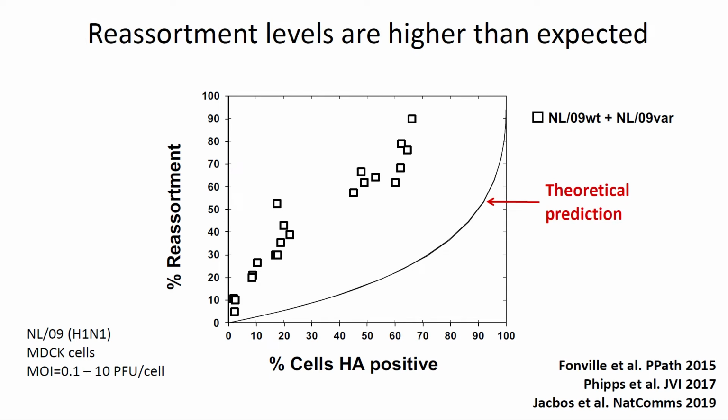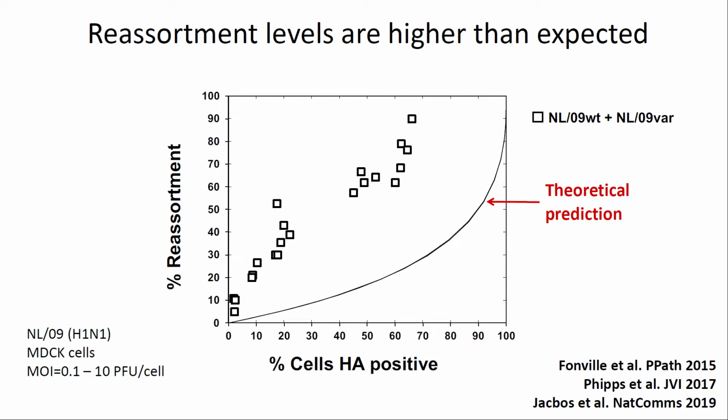But the precise relationship we saw here was really surprising. What we expected to see would be a curve more like this. And this is a theoretical prediction that came from a simple computational simulation. Of course, this model has assumptions. One important assumption is that reassortment within a co-infected cell is perfectly efficient. So we assumed that there was good mixing in the cell. In addition, we assumed that all infected cells produce the same number of progeny viruses.